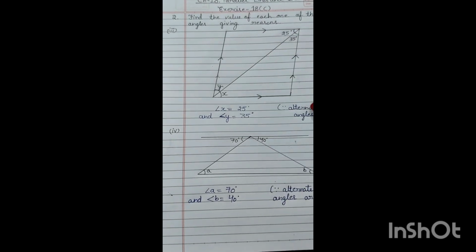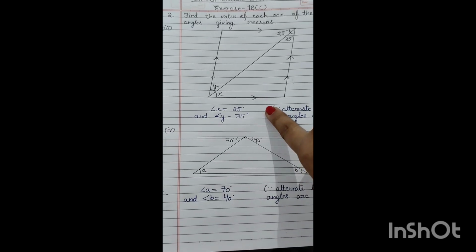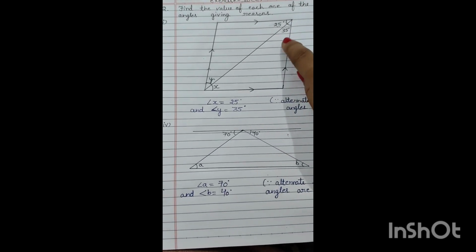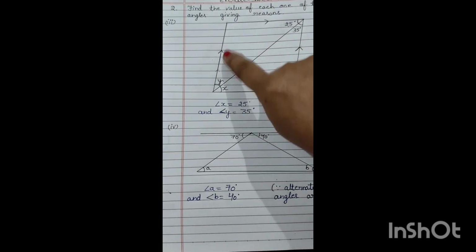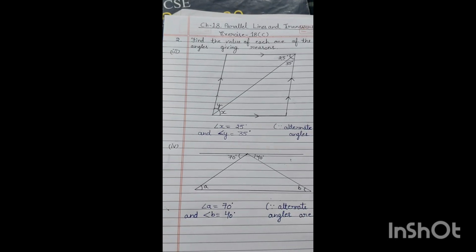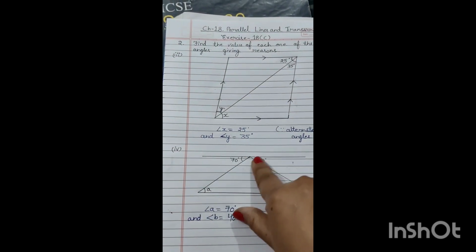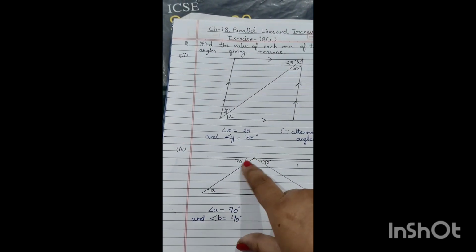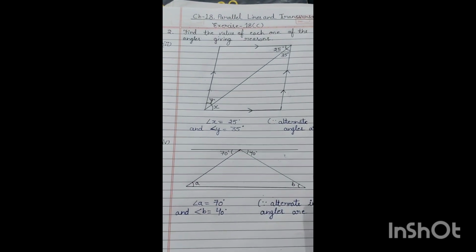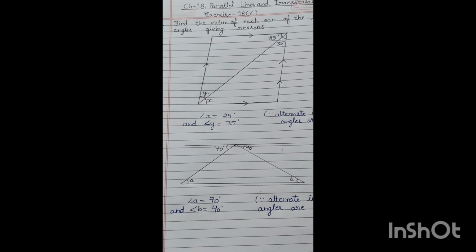Why? Because they are making the shape of the letter Z and they are called alternate angles. So alternate angles are equal to each other. That's why the value of angle x equals 25 degrees, and in a similar manner here the value of angle y equals 35 degrees. Now in part 4 also we have to find the value of angle A and B. Here also they are making the shape of the letter Z. As alternate angles are equal to each other, angle A's value equals 70 degrees and angle B's value equals 40 degrees.